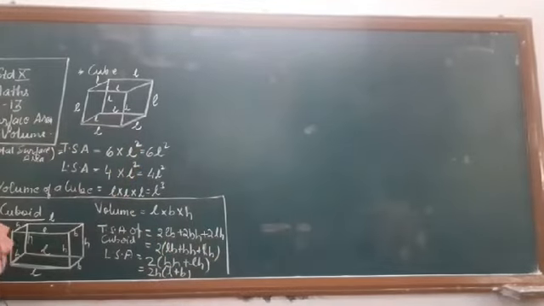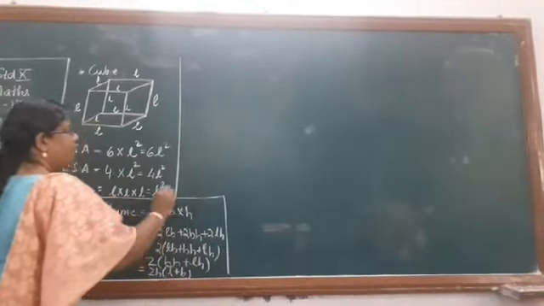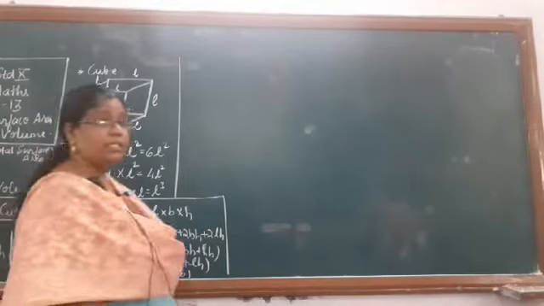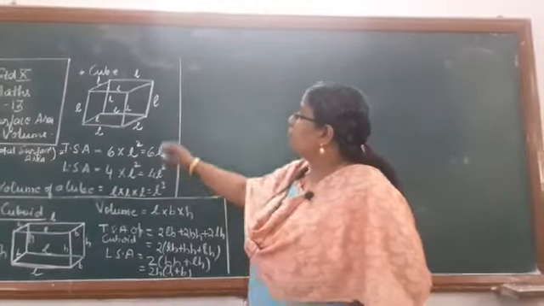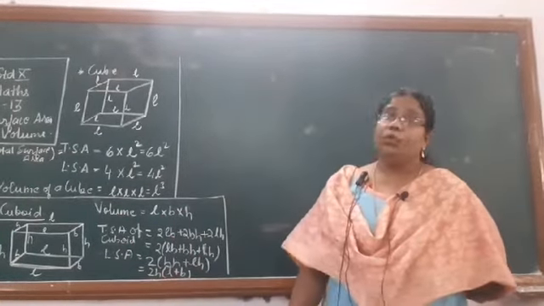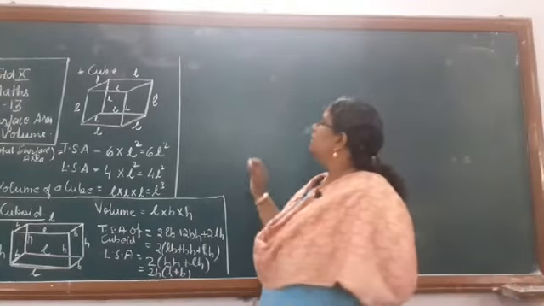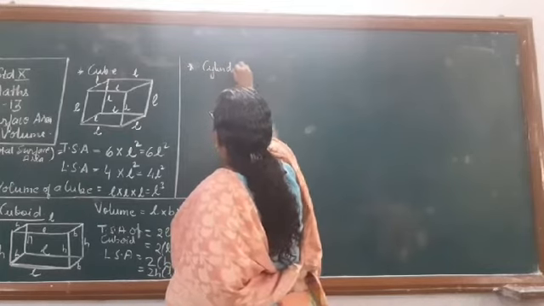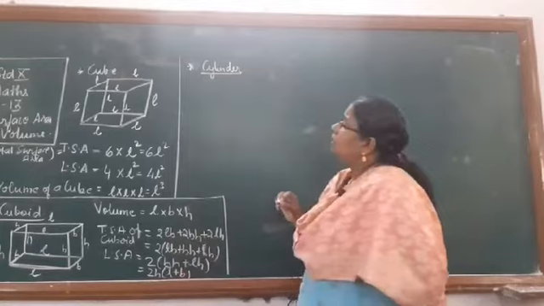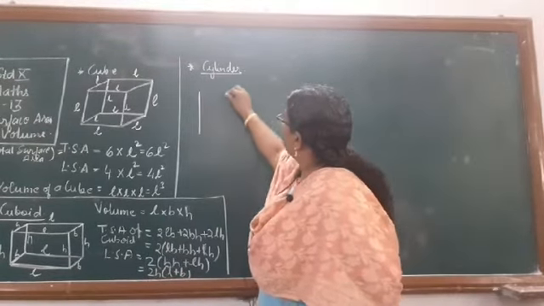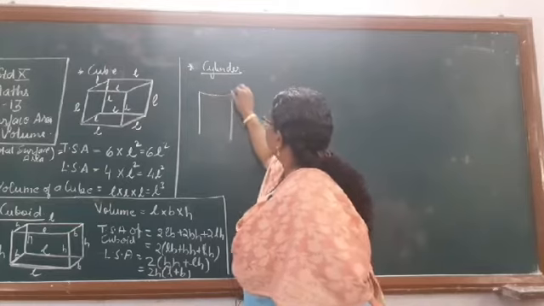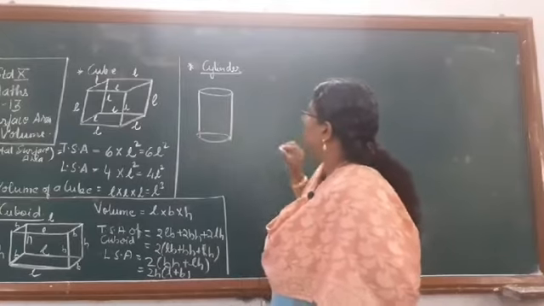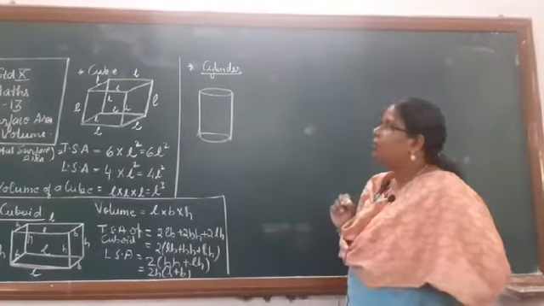Now going to the next figure, which you have learned, is the cylinder. If I ask how many parts a cuboid has, what can you say? There are 6 parts. The next figure which we will take is the cylinder. Now, how is the figure? This is how the cylinder will look. How many parts does it have?